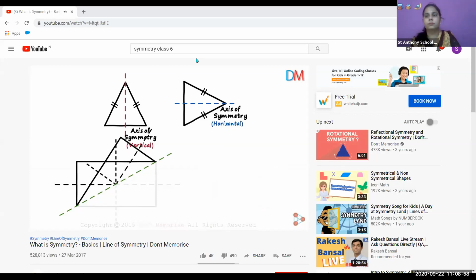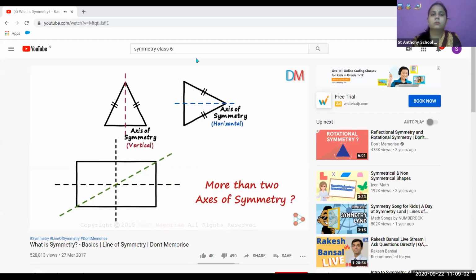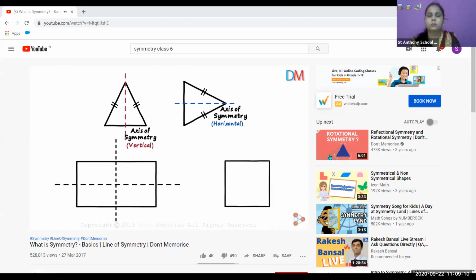Okay, here's another question for you. Can a figure have more than two axes of symmetry? If yes, then which figure? Again, the answer is yes. Take the example of a square. All its sides are equal and all four angles are right angles. It has a horizontal as well as a vertical axis of symmetry, just like the rectangle.